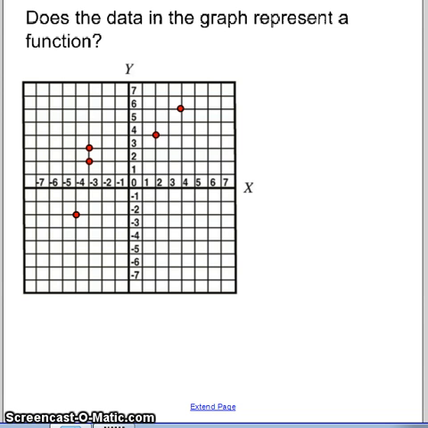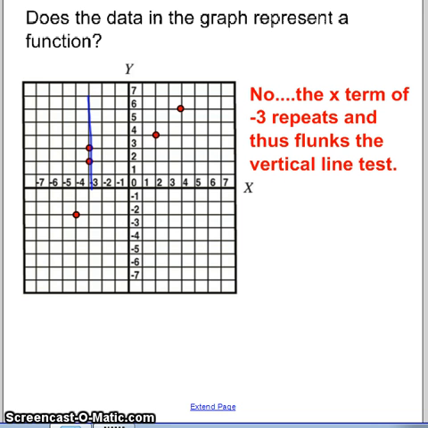This one is done a similar way. We've got a set of data points on a graph, and we want to determine whether or not they represent a function. These data points do not represent a function because we got one right on top of the other. And I could draw a vertical line through there and hit these 2 dots in one swoop. So this one is not going to be a function.